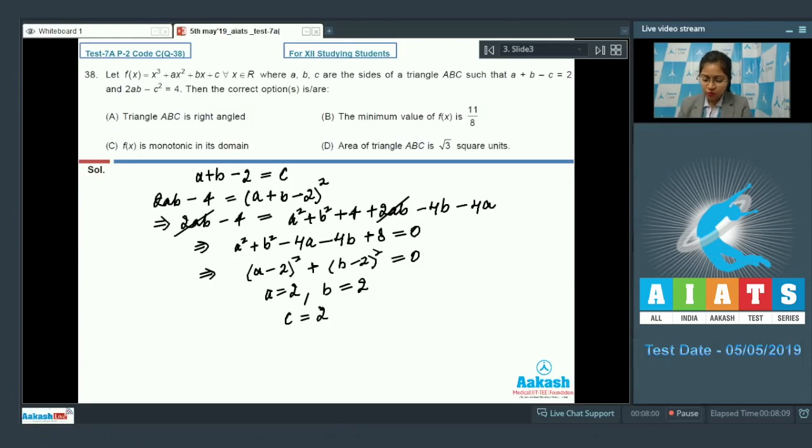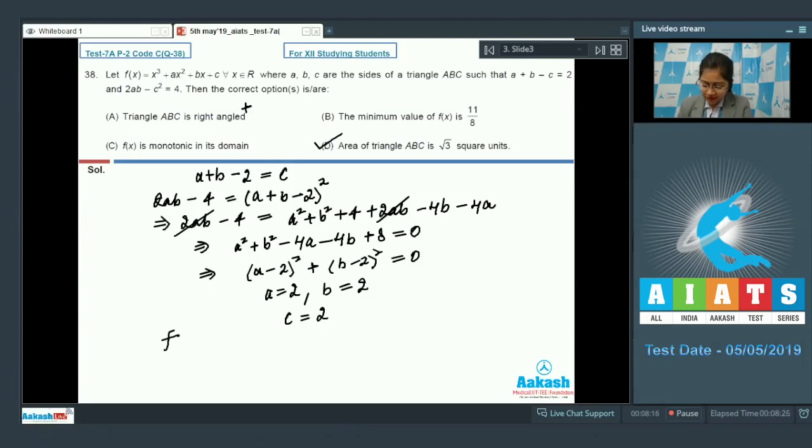that is again 2. That is, the triangle ABC is an equilateral triangle whose area will be equal to root 3 by 4 into 2 whole square, that is root 3. That is, option number D is correct. Option number A is incorrect.